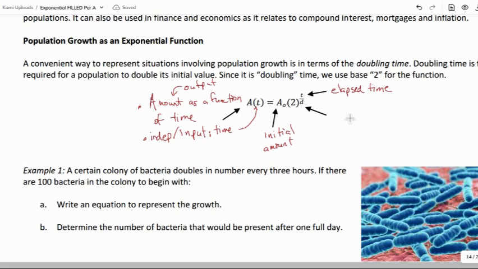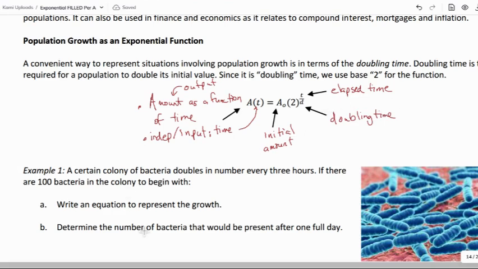Where the d represents the doubling time. And the d for a given situation is a constant. How long does it take for hair cells to double? Well, that's going to be the exact same each time. But what is going to be different is the input, the elapsed time. So we might say in 3 days, how many hairs will we have? Or in 5 seconds, how many hair cells will grow?